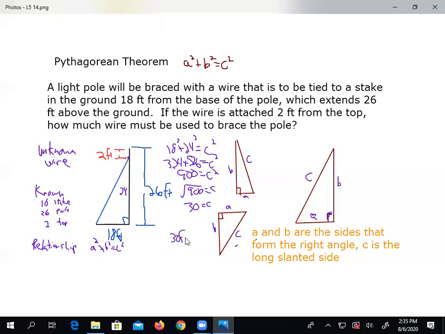And when you get all over the place like I just did, a good idea is to circle your answer, flag it out there. So that's how that problem will be solved using what's called the Pythagorean theorem.